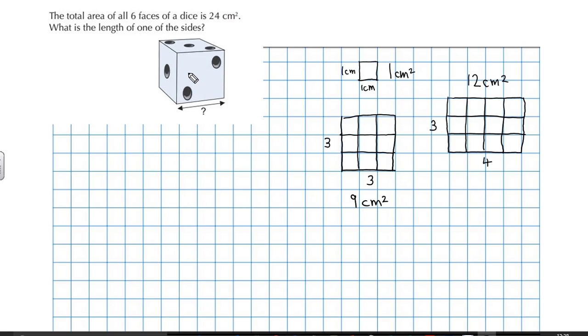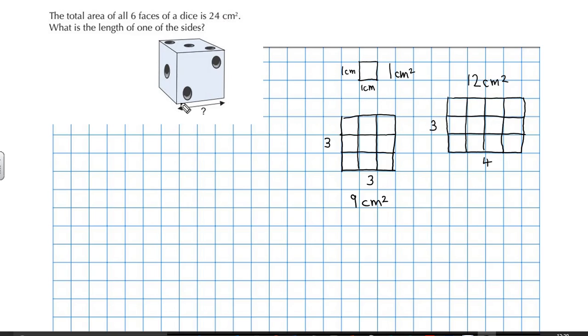I now need to think about this dice. It says I've got 6 faces on this dice, and we know that from when we throw dice, we might be hoping that a 6 comes up, but there's 6 possibilities: 1, 2, 3, 4, 5, or 6. So each dice has 6 faces, and it tells us that they've worked out the area of each face, added them all together, and that the total is 24.